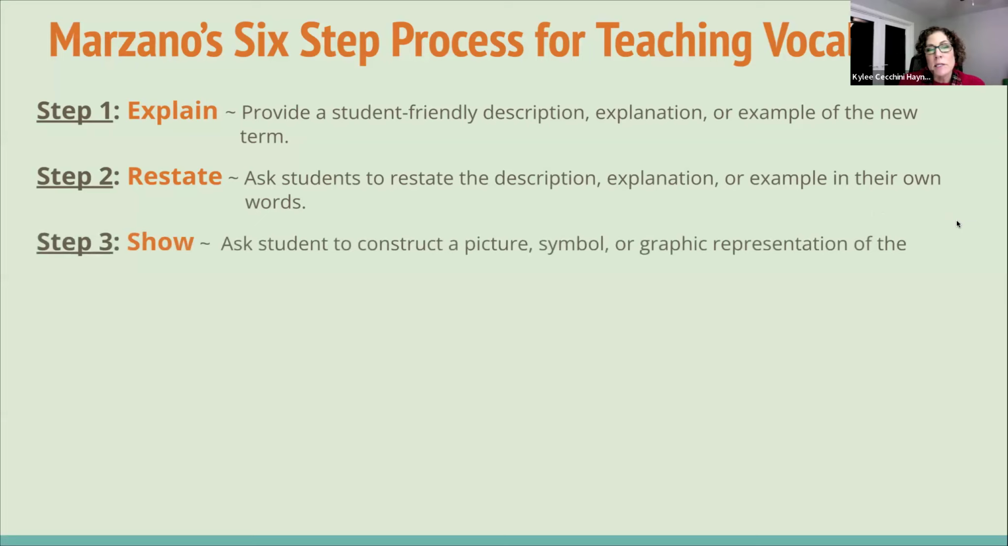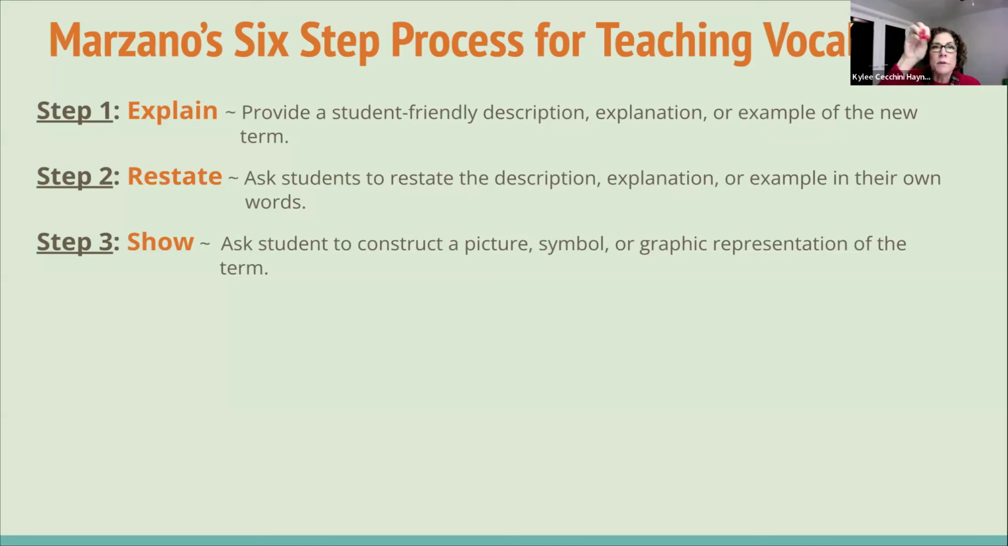Step 3 is asking students to construct a picture or a symbol or some graphic representation of the term. Those of you who are familiar with Frayer models, and I think most of you are, should be thinking to yourself now, oh, this is what a Frayer model has you do. You divide a piece of paper into 4 parts, 4 squares, or maybe more squares, with the word in the middle.